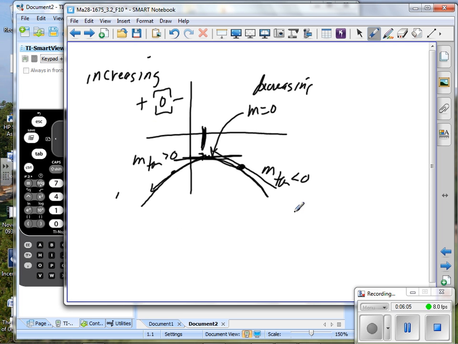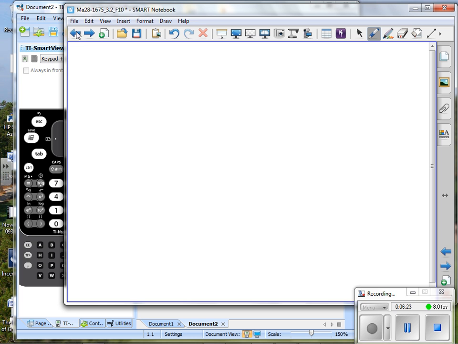Now, what if I had over here something that went from negative to positive? Then I would know the function has what? Not a maximum, as I have here, but a minimum. Okay. Whoops. See if I can get that. There we go. Minimum. Okay, now let's see if we can go back to our notes here.